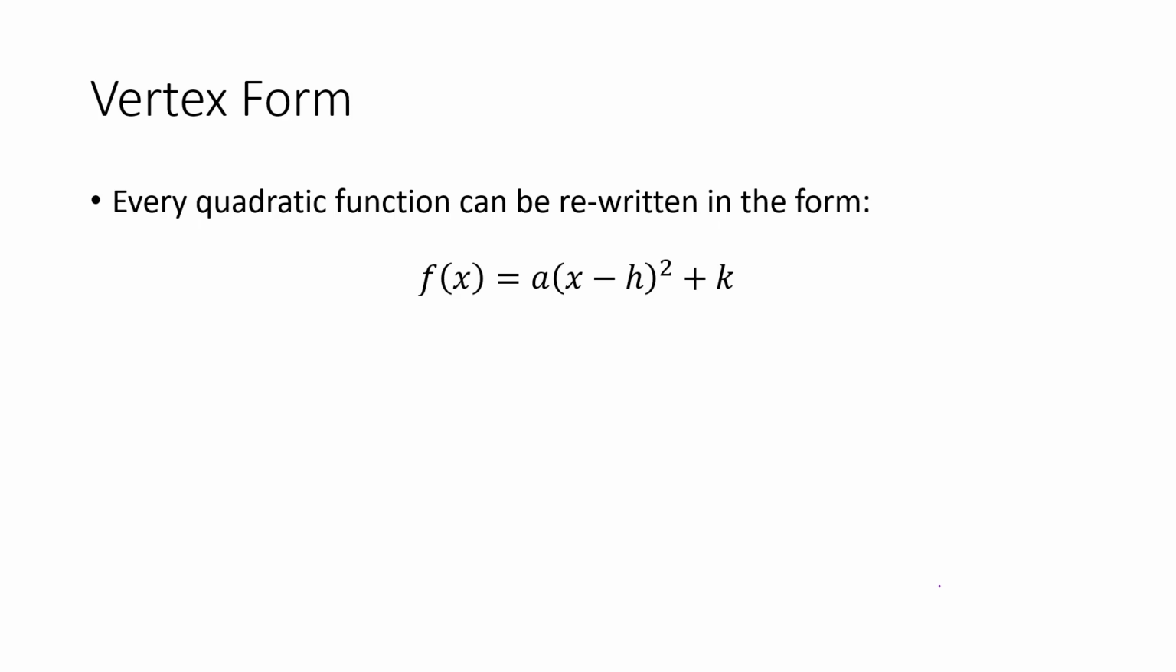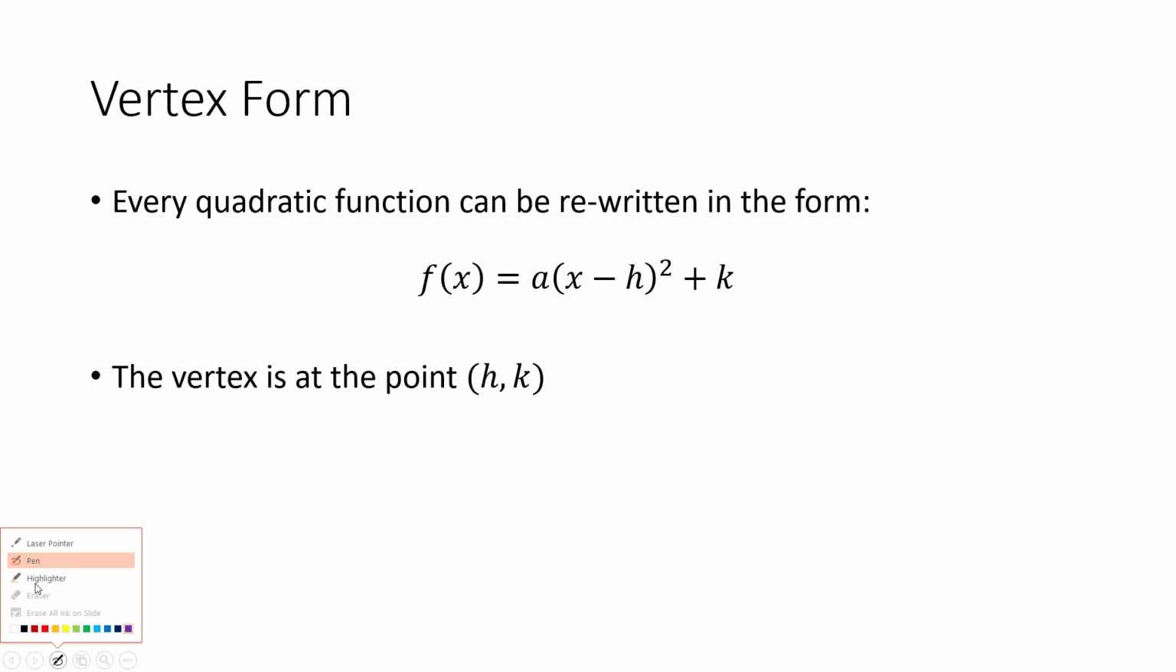The easiest way to do that is if the quadratic function is actually written in what we call vertex form. Vertex form is when the function f of x is equal to something times x minus h squared plus something. If it's in this form, the vertex is at the point h, comma, k. One thing I want you to notice is the h is negative in the formula, but it's not negative in the vertex point.